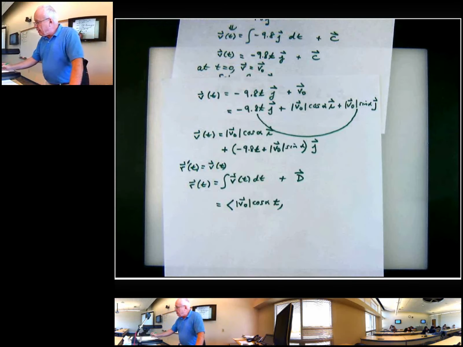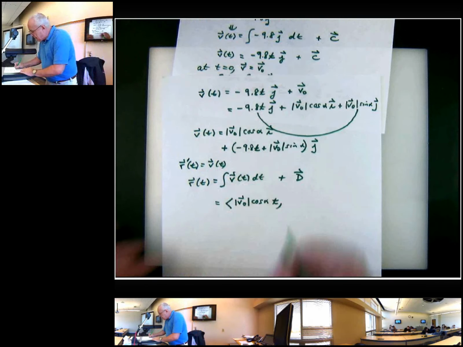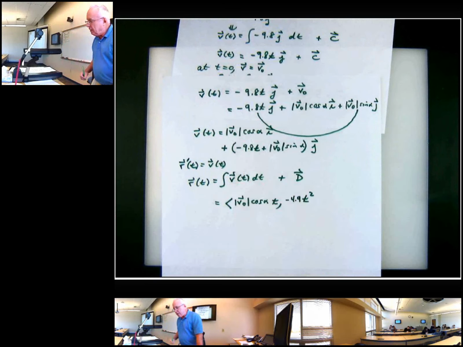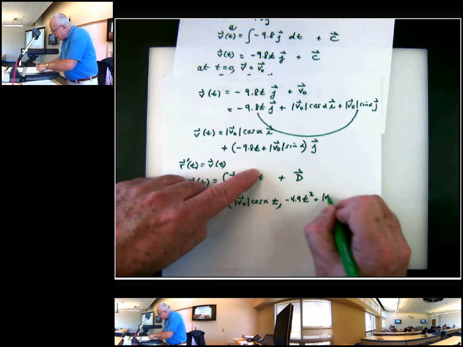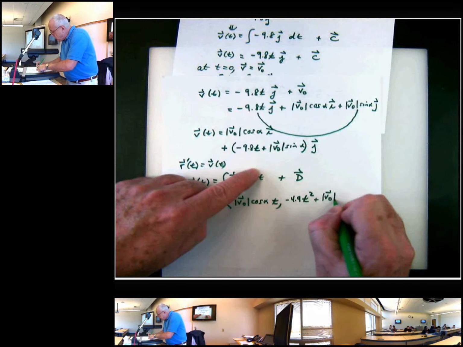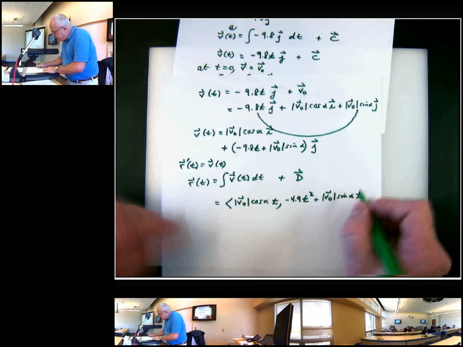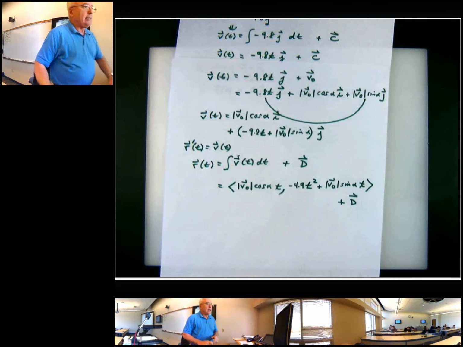So here I do have the minus 9.8 times t. So that antiderivative is minus 4.9 t squared. And then I have a second part here where I have, again, the magnitude of v naught, sine of alpha, and then I have to tack on a t. And then this is plus my unknown constant vector.